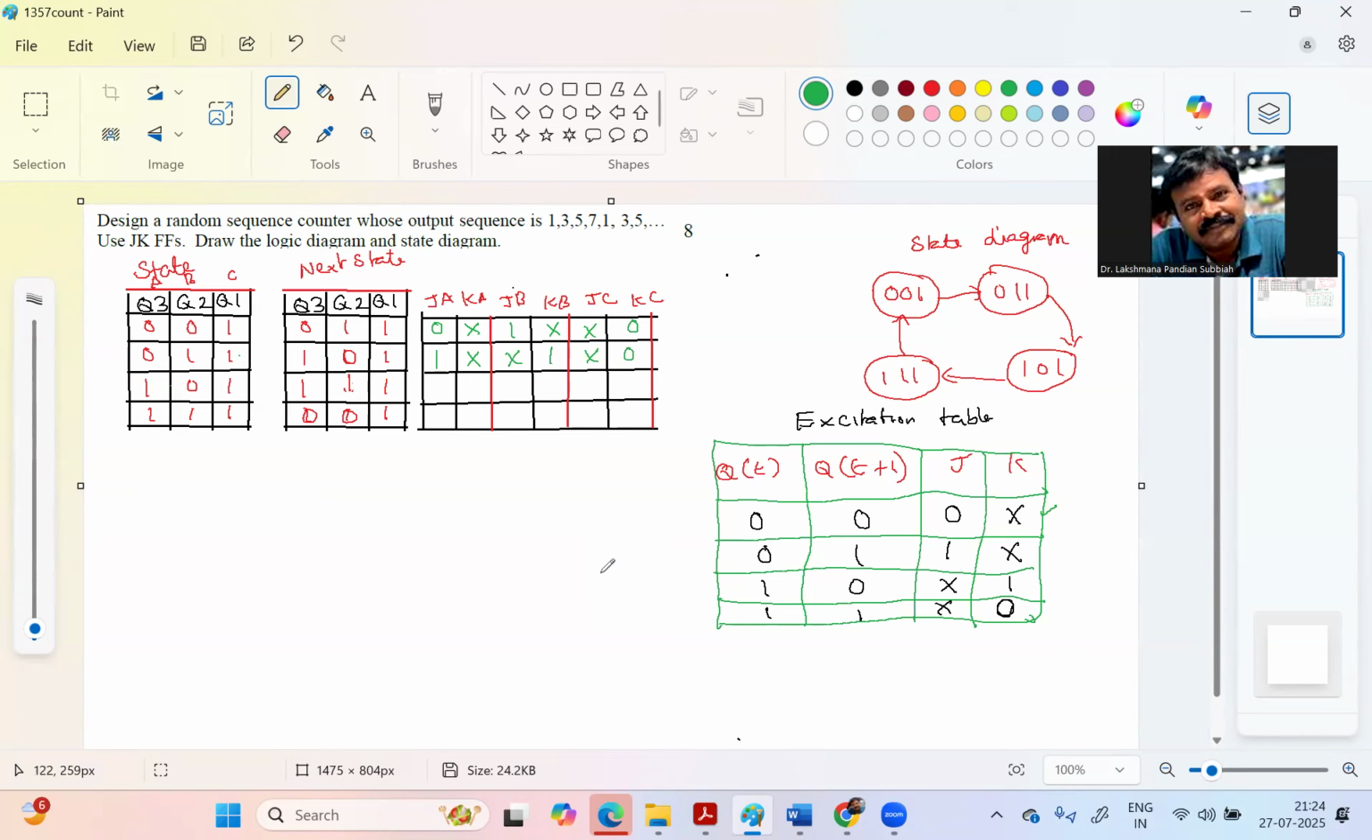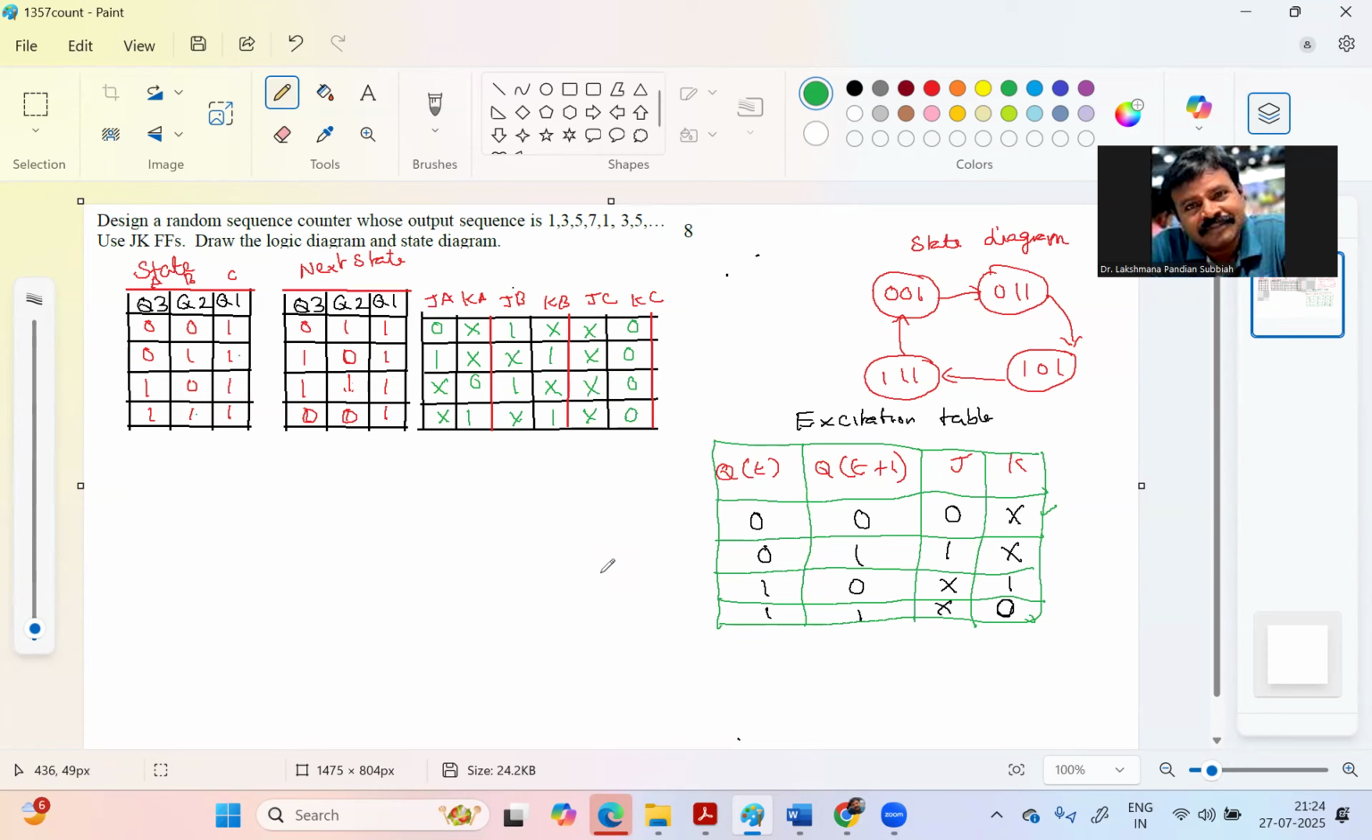Next, we have 1 0 1. The 1 to 1 is X0. 0 to 1 is 1X. Then 1 to 1 is X0. Then 1 to 0 is X1, and again 1 to 0 is X1. Then 1 to 1 is X0.